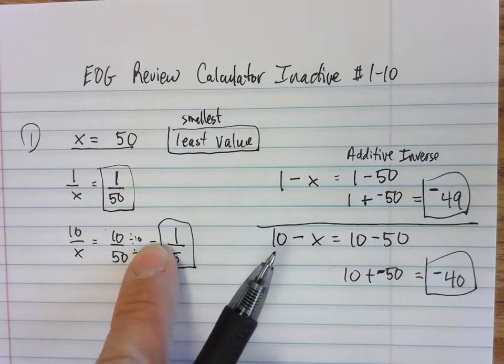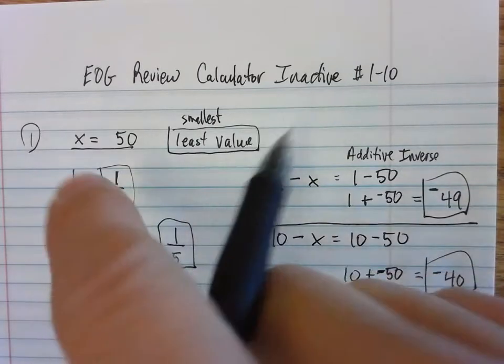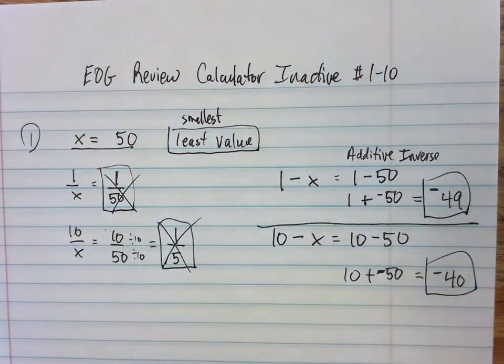Those are both positive. Those are both negative. Okay, negatives are always going to be smaller than positives. So that's out and that's out. So that leaves these two choices over here we've got to pick from.